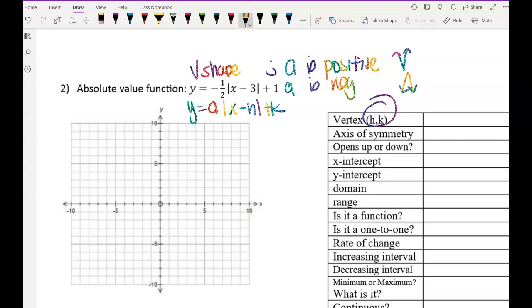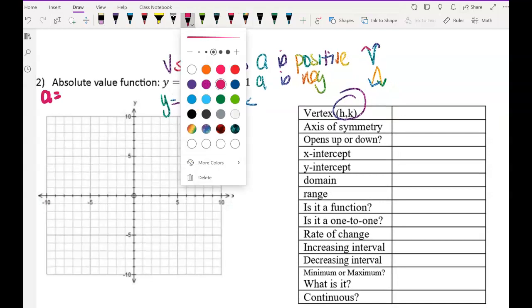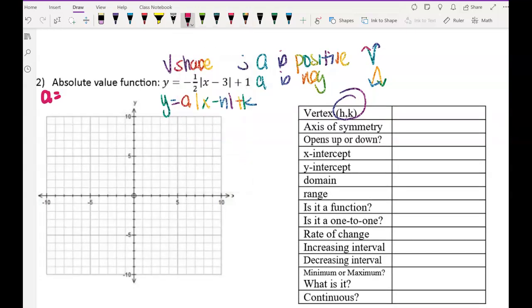So simply, we can just see by our way. Okay, a is negative 1 over 2. A is in the front. H is going to be positive 3, the opposite of that, okay? And then k is going to be 1.